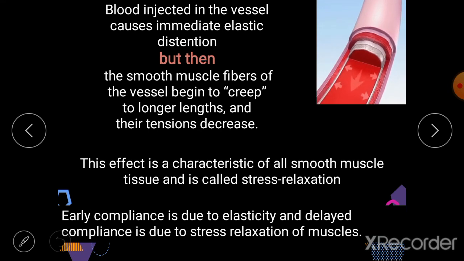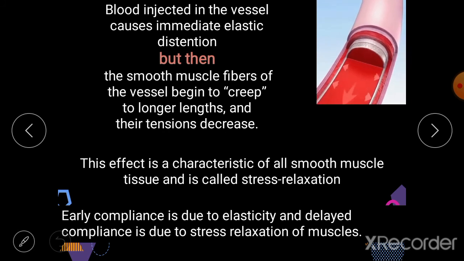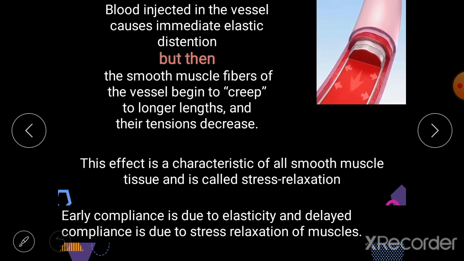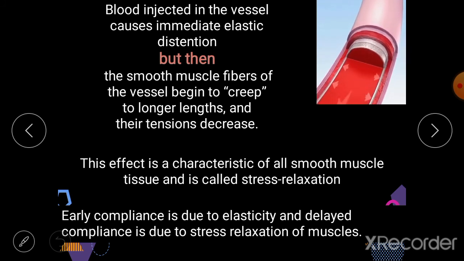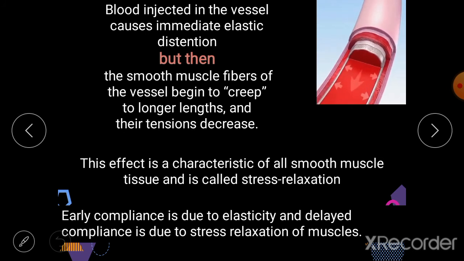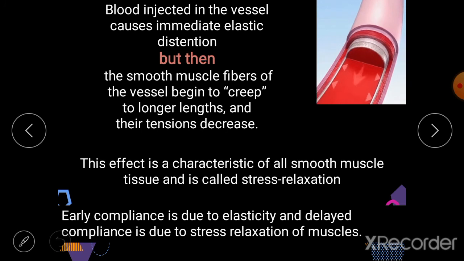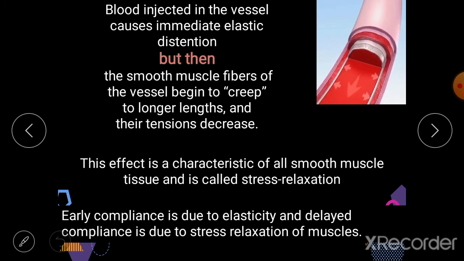Now let's compare delayed stress relaxation to early stress relaxation or early compliance. As I told you before, early compliance is shown by the aorta when it is subjected to immediate stress, when blood is pumped into it by the ventricle. When the ventricle stops pumping blood into it and the stress is taken away, the aorta recoils and pumps the blood into the peripheral arterioles, and it is due to the elastic recoil property of the aorta.